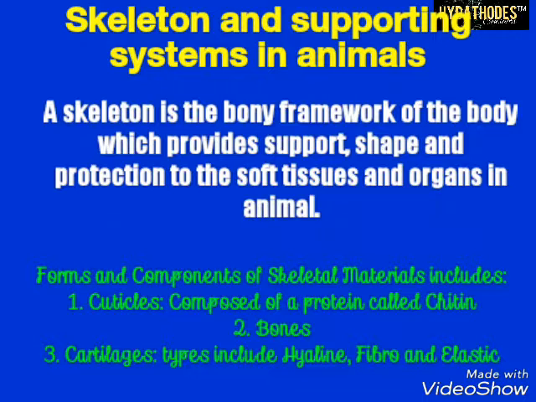The forms and components of skeletal materials include: number 1, cuticle. The cuticle is composed of a protein called chitin and a thin waterproof layer of wax. 2. Bones. A bone is a tissue and a major component of the vertebral skeleton. 3. Cartilages. Cartilage is a tissue found in the skeleton of complex vertebrates, and there are 3 types of cartilages: hyaline, fibro, and elastic.